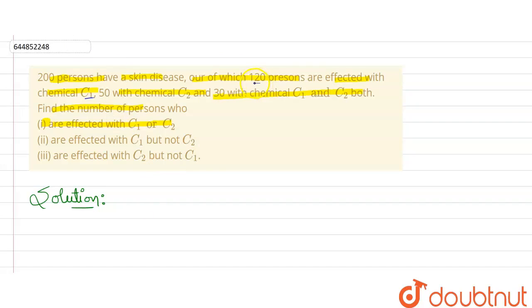Here it is given that 120 persons are affected with C1, so the number of persons affected with chemical C1 is 120. 50 with C2, so the number of persons affected with chemical C2 is equal to 50, and 30 with C1 and C2. Affected with both means they occur in both events C1 and C2, and here we will use intersection. So the number of persons in C1 intersection C2 is equal to 30.